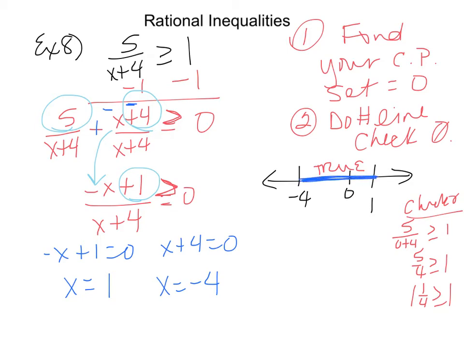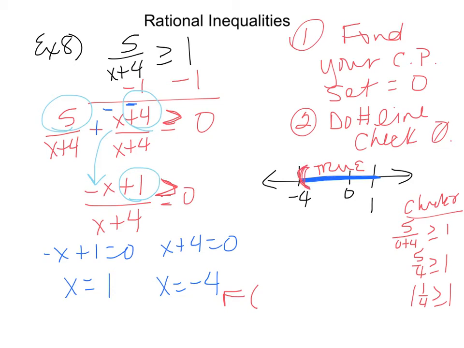Now here's the kicker whenever it comes to this problem. Notice the x plus 4 is in the denominator. So because this is in the denominator, that has to be a parenthesis. Because remember, you can't have a 0 in the denominator, and negative 4 will make a 0 in the denominator.